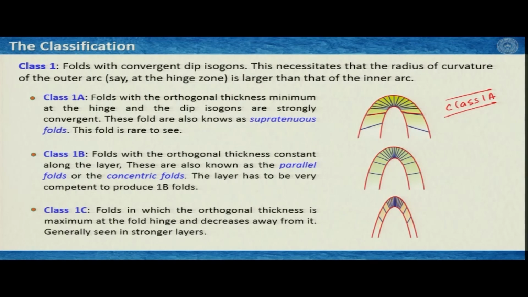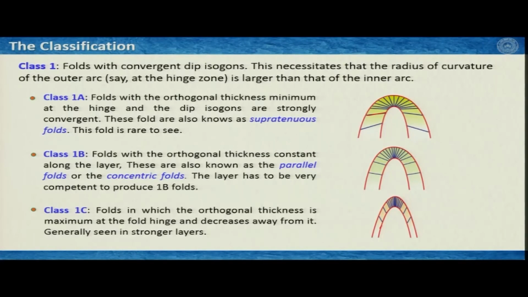And then comes class 1C, where the folds have an orthogonal thickness that is maximum at the fold hinge and decreases away from it. So, what we see here is that the thickness is maximum at the hinge and decreases towards the limb. In this case as well, we can see from this illustration that the dip isogons, the blue lines, are converging towards the fold core. Now, class 1A folds are also known as supratenuous folds. However, these kinds of folds are rare, we hardly see them in nature.